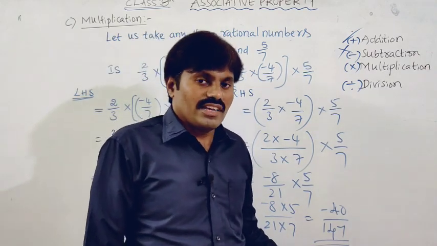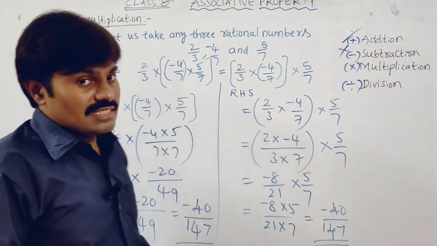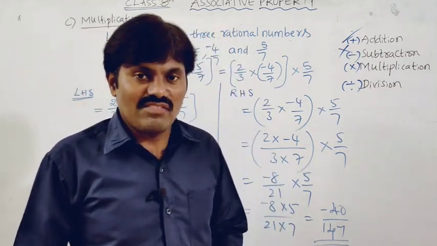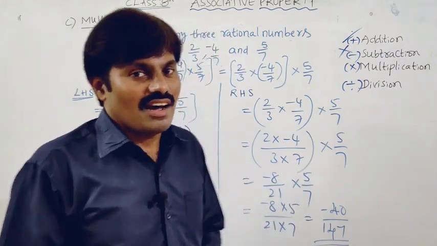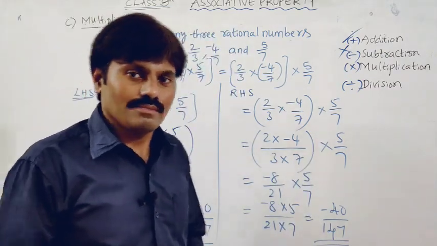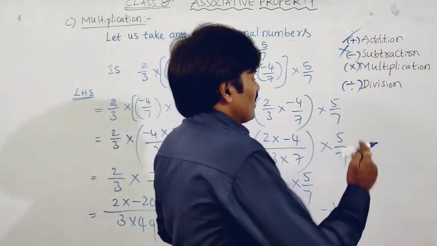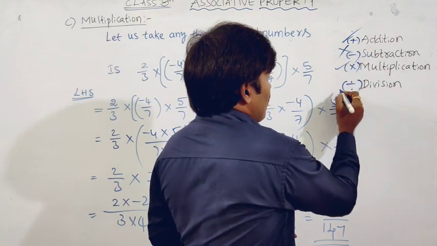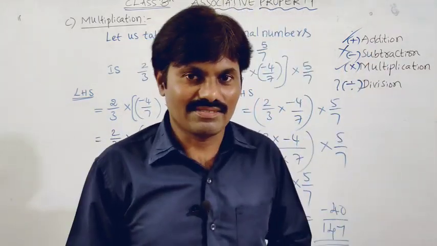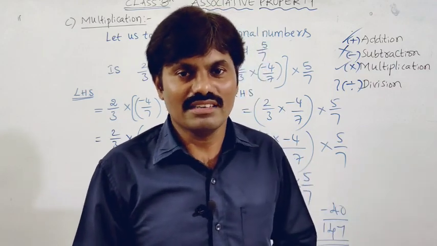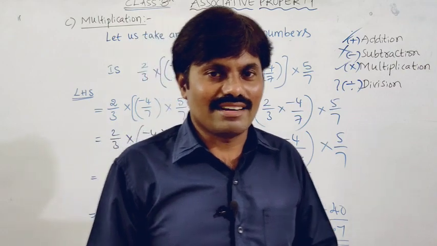From this, what can we conclude? We can conclude that multiplication is associative in the set of rational numbers. Is it? So we can say that rational numbers satisfy the associative property under multiplication. Clear? Now we will check for division. So multiplication is satisfying. What about division? By taking one example, we can check whether division is associative or not.